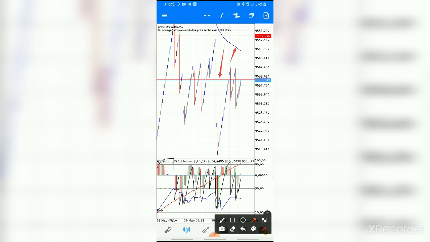So let's continue. You make sure for crash, the price line is below the moving average, the blue moving average, which will tell you that the crash is now on a downtrend.